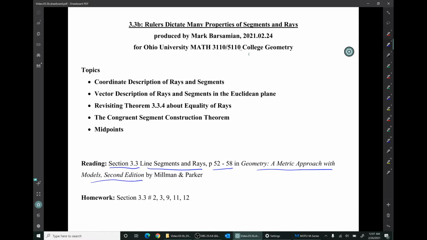The corresponding homework for this video is this short collection of 5 exercises from section 3.3. There are some other exercises from section 3.3 in the previous video, video 3.3a.